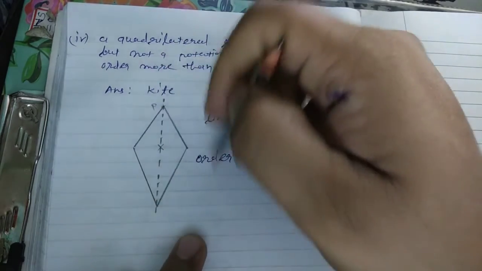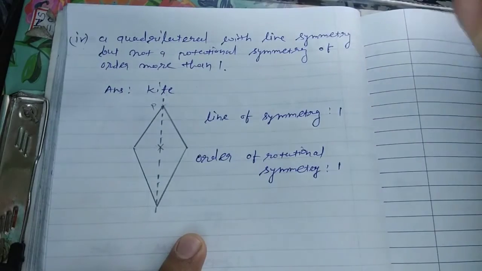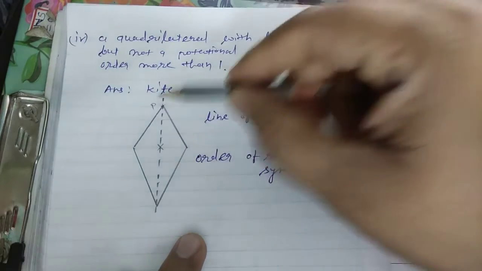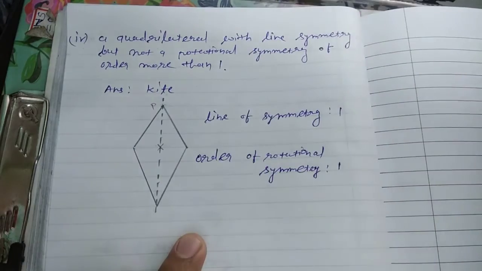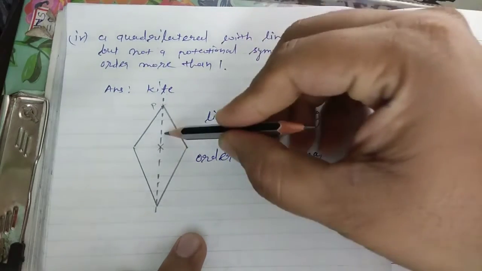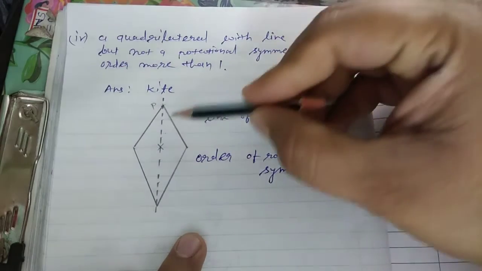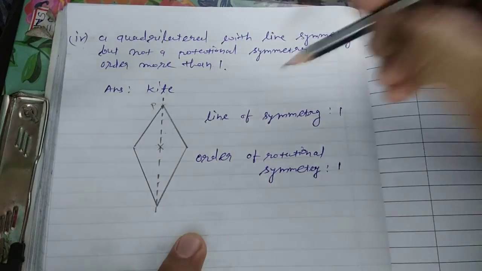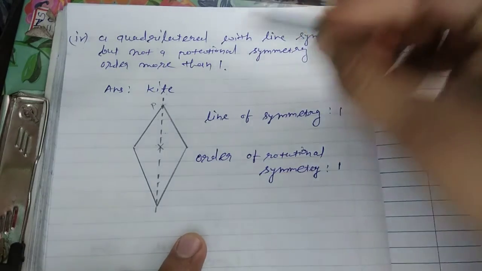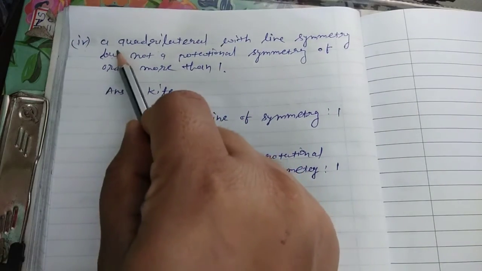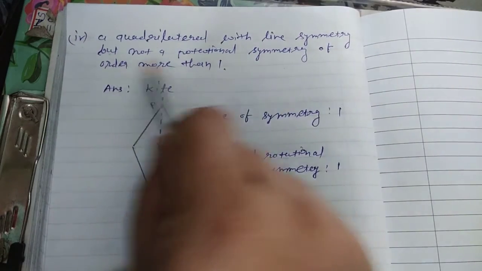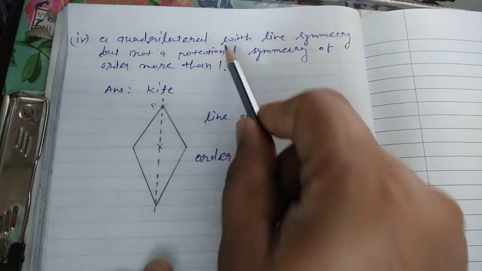After a 360 degree rotation, that means a full rotation, we get the same copy of the kite, and only at that time we get the same copy, not at other angles. So that's why the order of rotational symmetry for a kite is 1, and the line of symmetry is 1. So the question was a quadrilateral with line symmetry but not a rotational symmetry of order more than 1. So the answer is a kite.